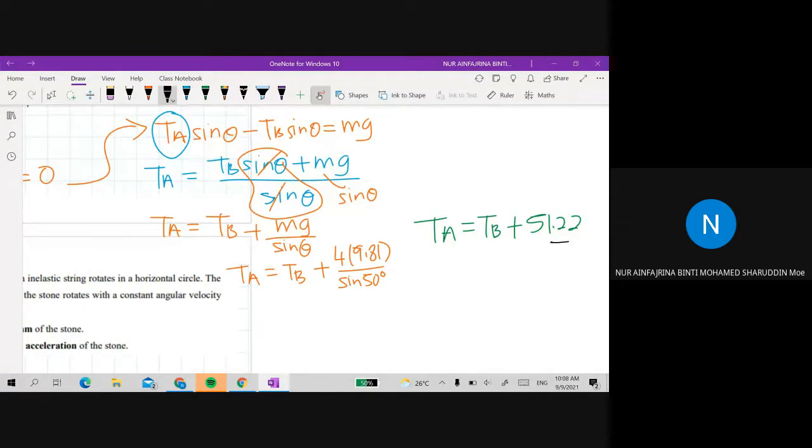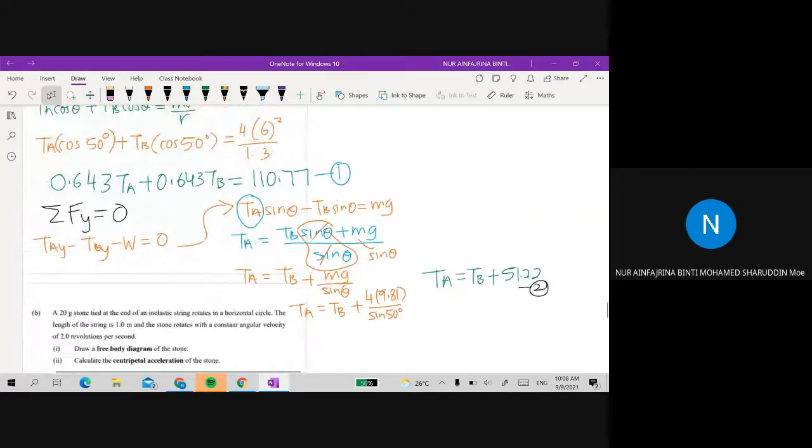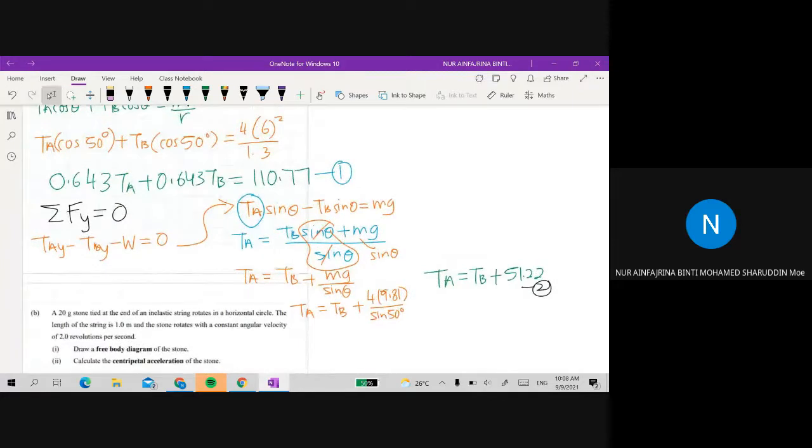Our second equation. Okay, now cuba tengok. You have your first equation dengan second equation. Compare. Awak nak masukkan apa ke apa? Substitute what to? 2 into 1. Okay, very good. Substitute 2 into 1. Alright. So, bila awak substitute, awak akan dapatlah your TB first. It's okay. Mana-mana awak cari dulu pun tak apa. Nanti awak label je balik.